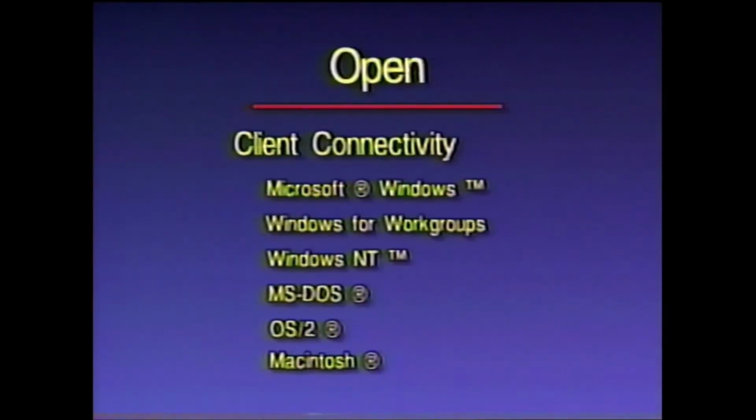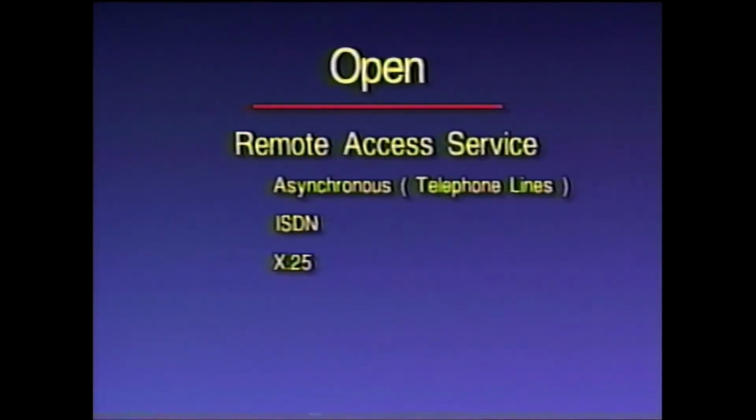In addition, Windows NT Advanced Server supports clients including Microsoft Windows, Windows for Workgroups, Windows NT, MS-DOS, and OS/2. Using Windows NT Advanced Server's services for Macintosh, Macintosh clients can connect as well, and remote clients can access the network over phone, X25, and ISDN lines using Windows NT Advanced Server's Remote Access feature.